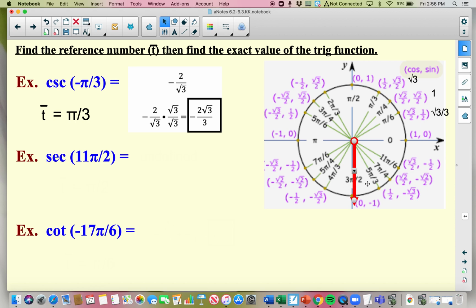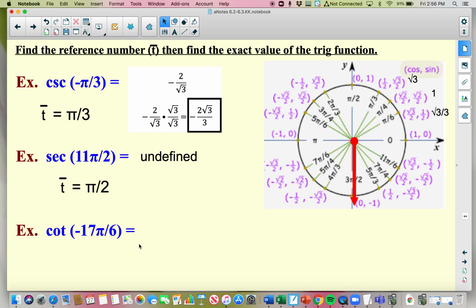Its reference number, since it's right on the y-axis, is pi over 2. And I'm doing the secant. Well, the secant is the reciprocal of the cosine. The cosine here is 0. If you reciprocal 0, you're dividing by 0, and you can't divide by 0. So that would be undefined.